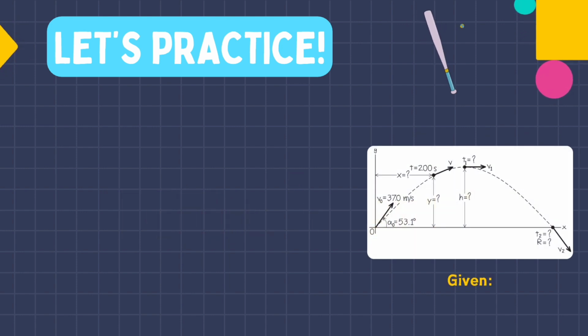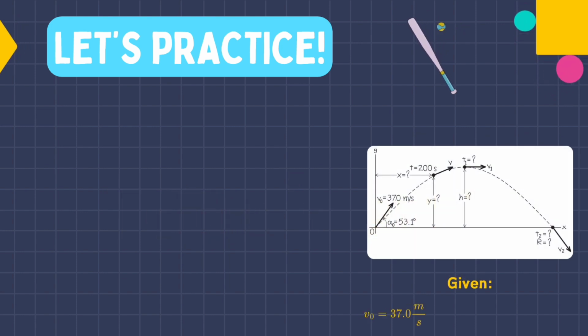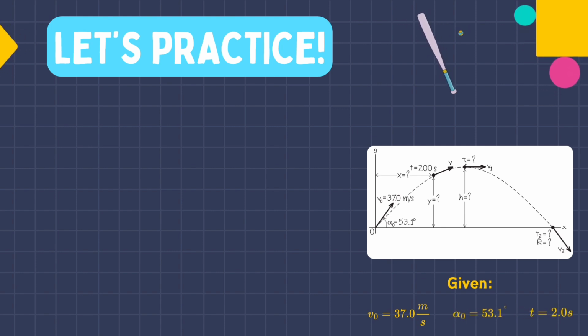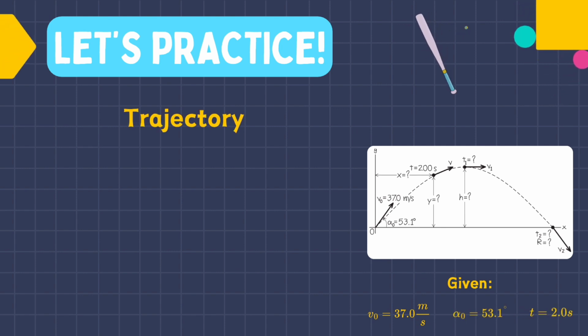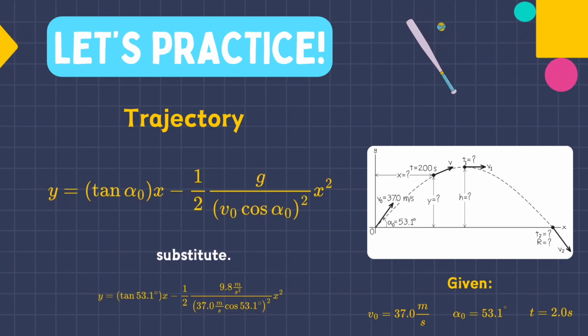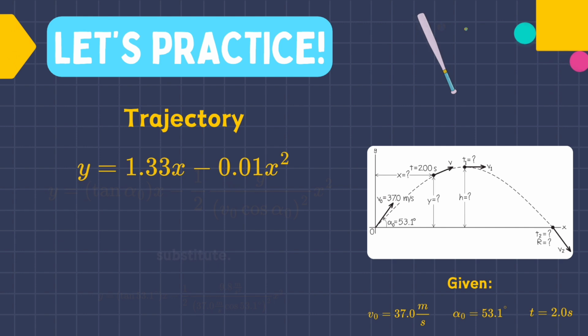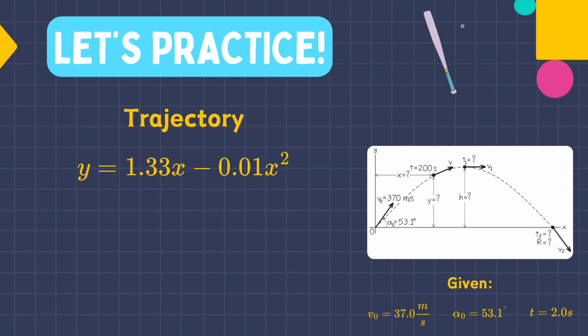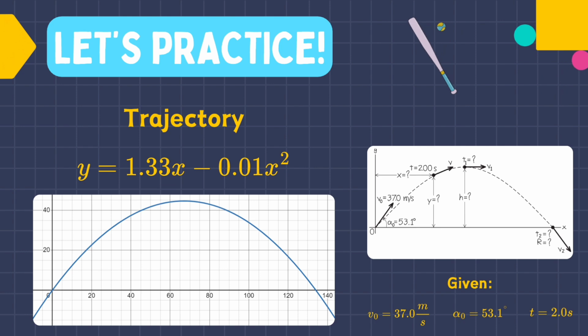So, to solve this problem, we first list our given. V naught equals 37 meters per second, alpha naught equals 53.1 degrees, and t equals 2 seconds. To get the trajectory, we use our equation from before and simply substitute our given. Performing the calculation gives us y equals 1.33x minus 0.01x squared, which in turn gives us this plot.